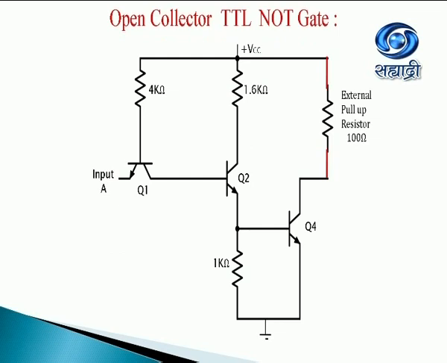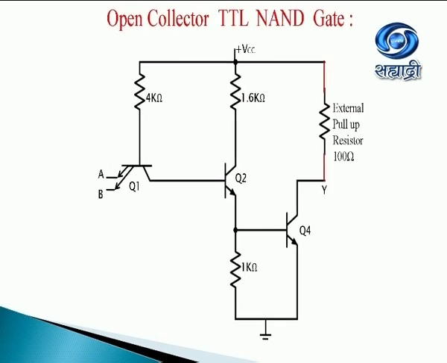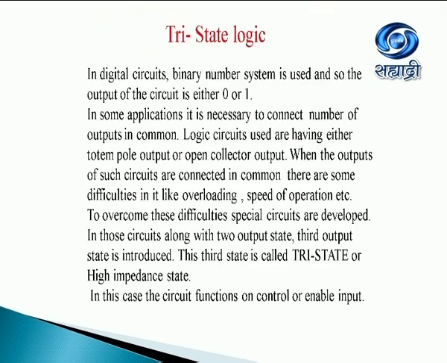Figure shows open collector TTL NOT gate. If we consider the circuit, the TTL NOT gate is the same as the previous one, that is with totem pole output. Here Q3 and D are removed and an external pull-up resistor is connected. In the same way, a TTL NAND gate can also be constructed. Here, if you just see the diagram, you will find that in this case also Q3 and D are removed and an external pull-up resistor of 100 ohm is connected.